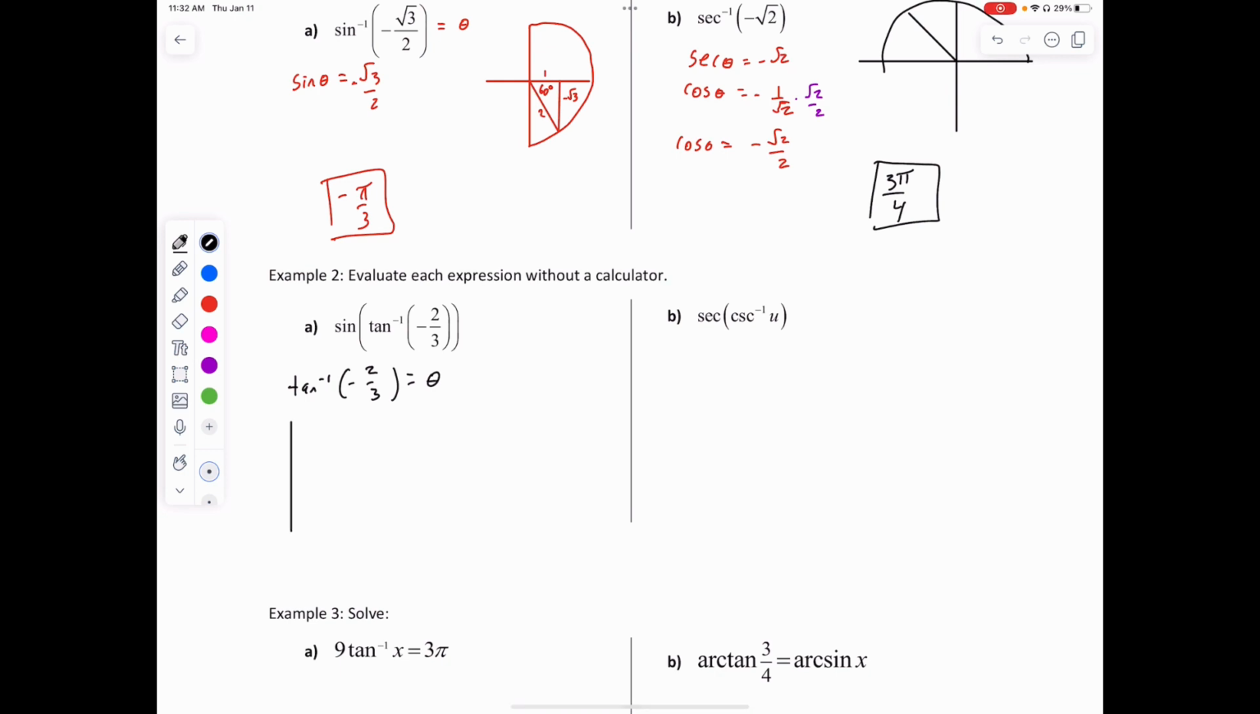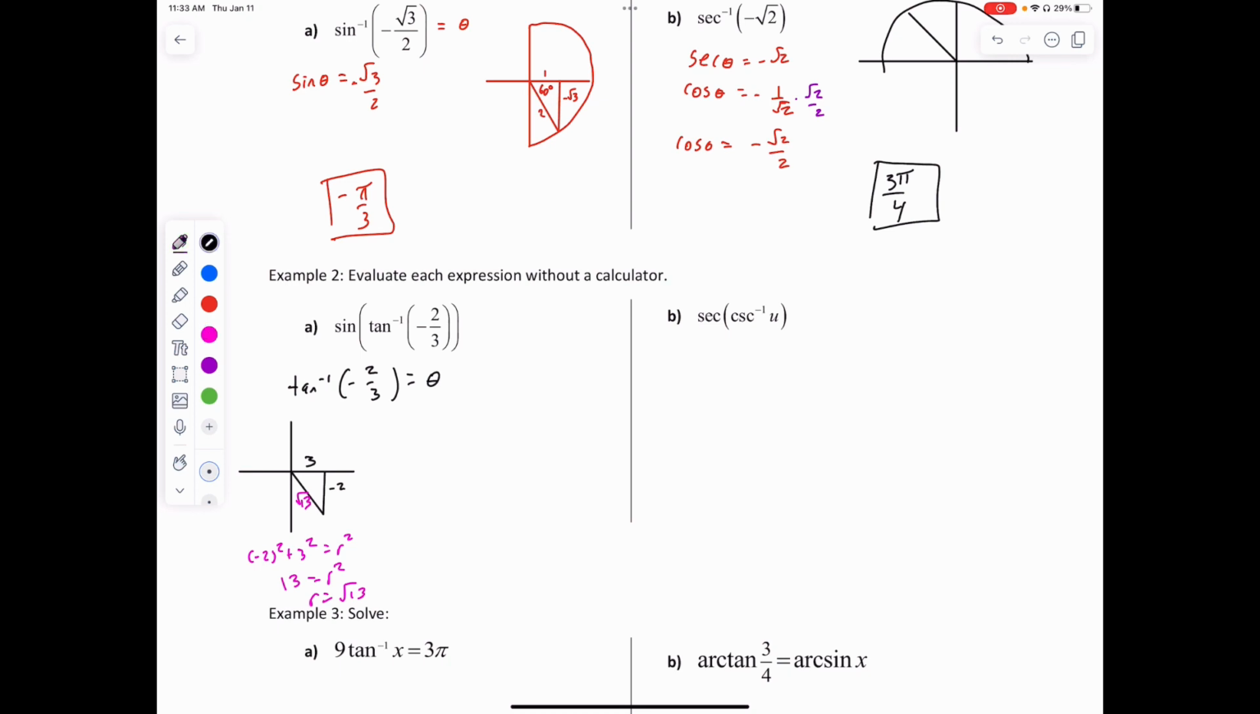Well, tangent inverse is only defined in the first and fourth quadrant, and it's negative, so we're down here. The tangent of that angle is going to be opposite negative 2 over adjacent 3. The negative 2 is the negative y direction because it's going down. Using the Pythagorean theorem, I can get that negative 2 squared plus 3 squared needs to be r squared. So that's 13 is equal to r squared, or r is radical 13. So this guy here is radical 13.